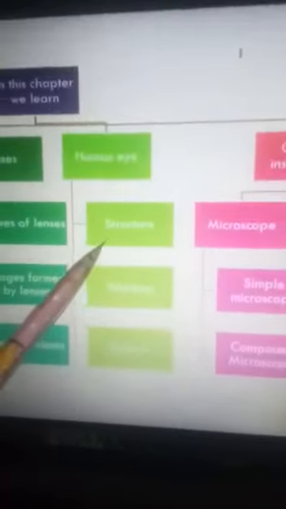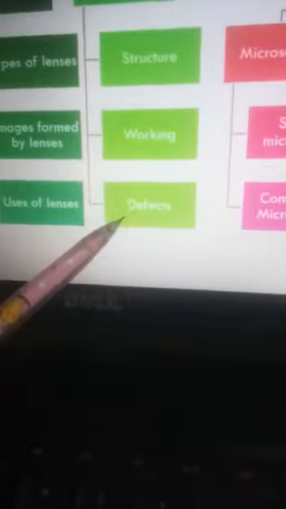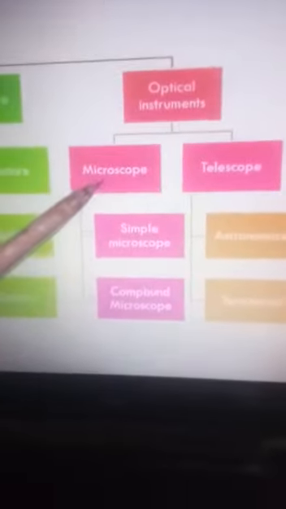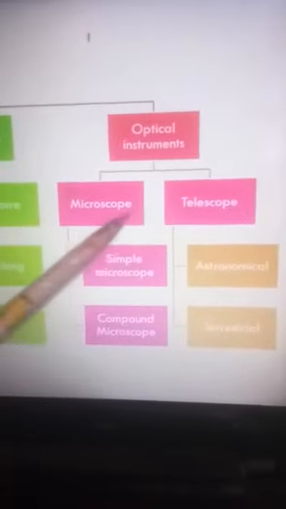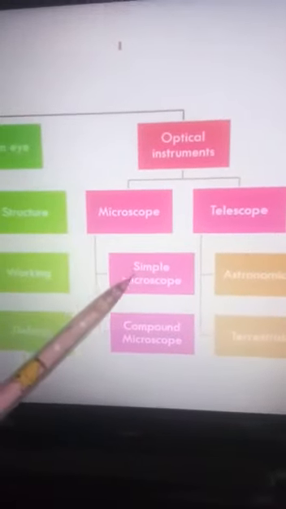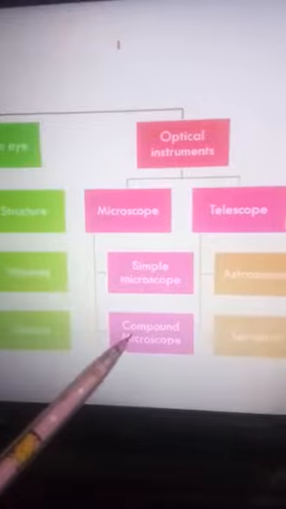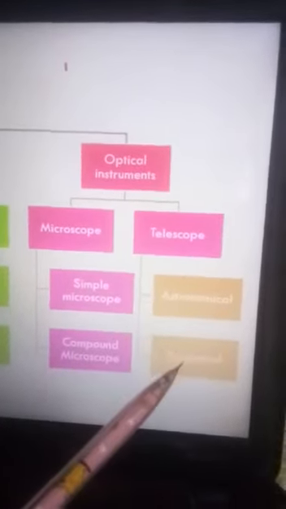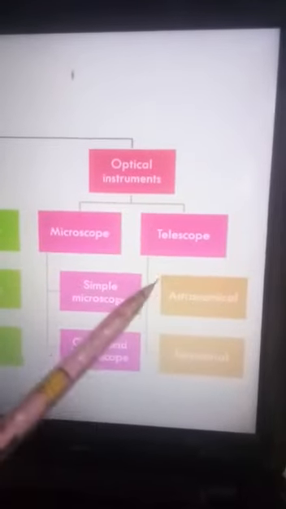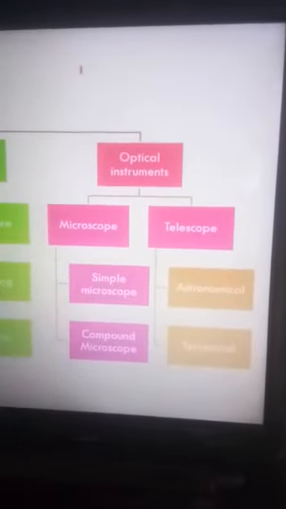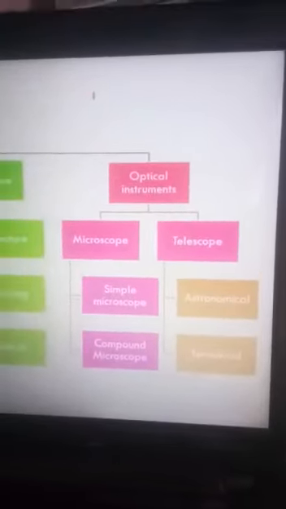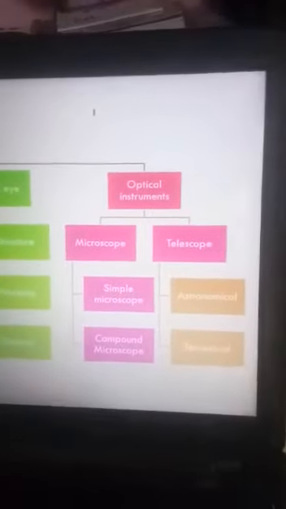Then we will go behind human eye. We will talk about the structure, the working, and different types of defects. Then finally we will run behind optical instruments. One is microscope, the other one is telescope. Under microscope we will be having simple microscope and compound microscope. Under the topic telescope we will be talking about astronomical telescope and terrestrial telescope. Of course we can divide telescopes based on the mirror or lens that we use. It may be either reflecting or refracting.